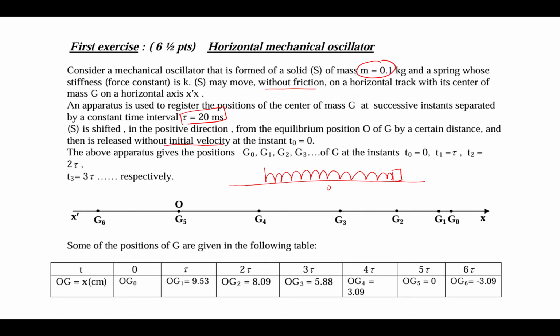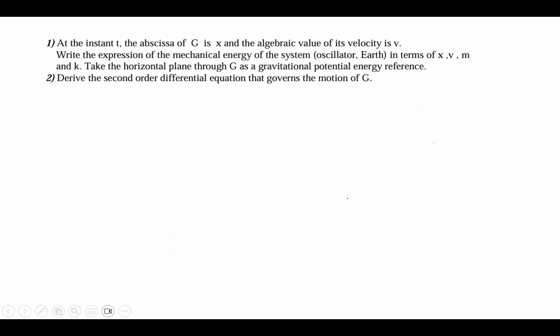And the above apparatus gives the positions G0, G1, G2, G3 of the center of mass at the instant t0 and till many instants. And you have here in the table the different positions of the center of gravity G of the object during its motion. And you notice that here is the origin O. So we have OG0, OG1, and so on. Now, we start by reading the question.